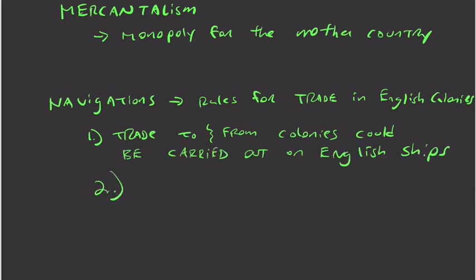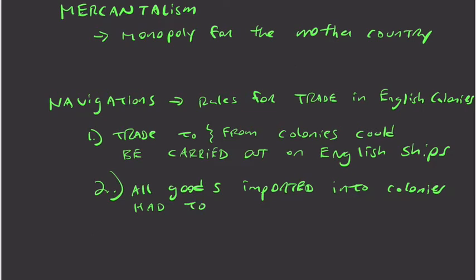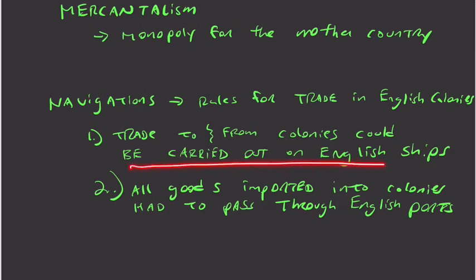The other rule they set up was all goods imported, or I should say imported to the colonies, had to pass through English ports. If you think about what these two things mean, we could say with this first one, trade to and from colonies could be carried out only on English boats, which meant they had a monopoly on the shipping, which means they could charge whatever they wanted for the shipping and jack up the prices.